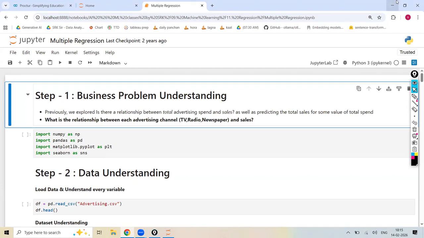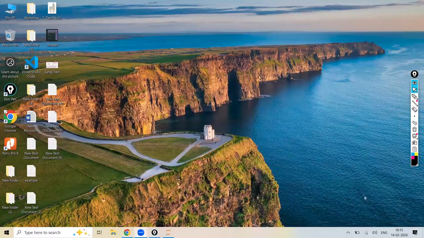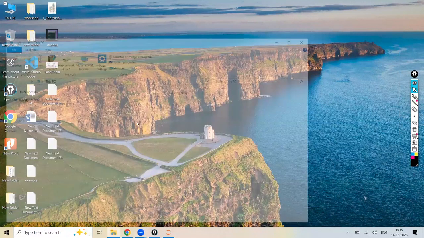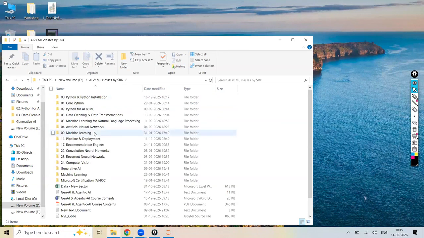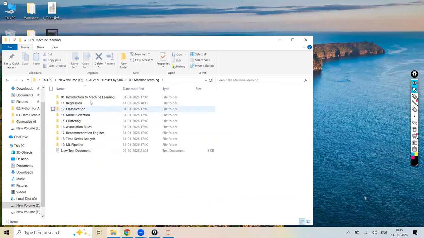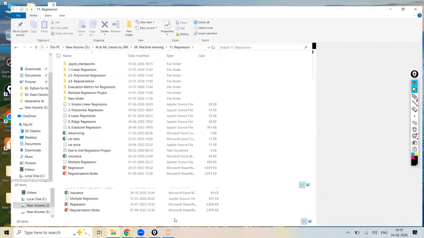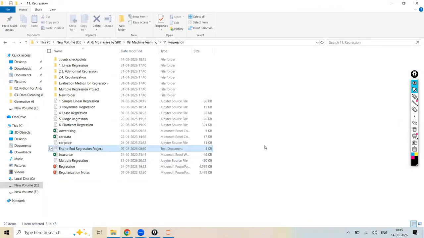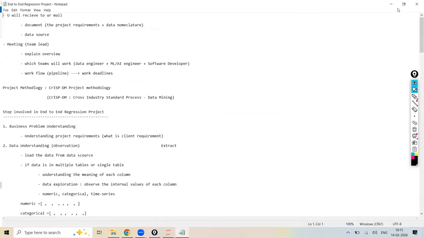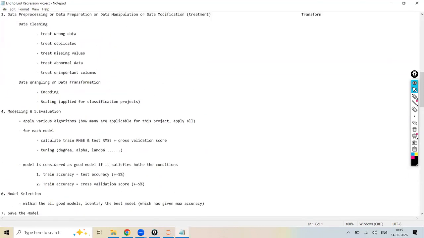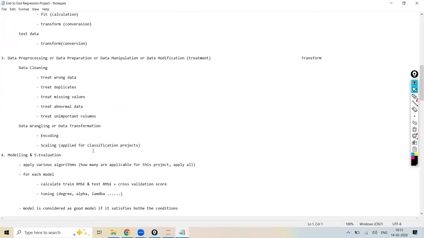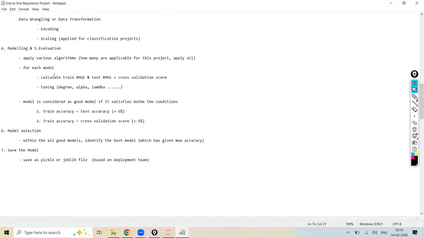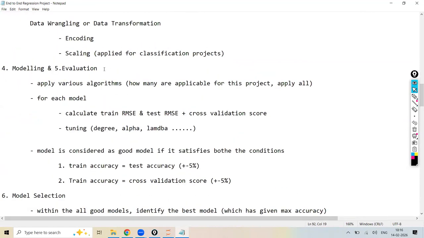The only difference here is something everyone has to make a note of. What are the regression project steps? First we are going to do data cleaning commonly. After that, we do data pre-processing. After that, we do modeling and evaluation, and in this modeling and evaluation we apply the various algorithms. Already everyone has taken the end-to-end regression project steps.